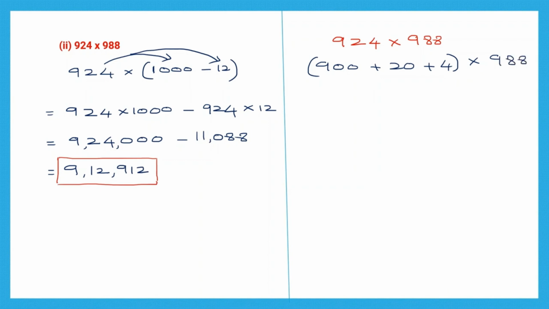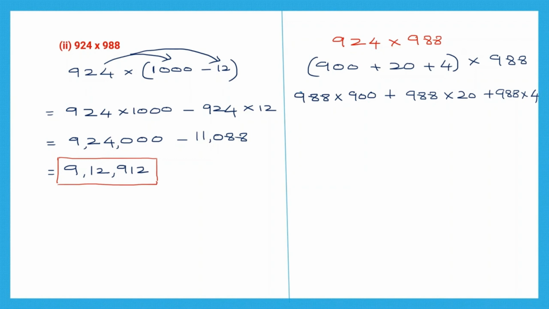You can even write 924 into and expand the other number. But now we have expanded this. So let's begin by multiplying 988 into 900. That's the first thing. Then we write plus and then we do 988 into the next number, which is 20, plus then we write 988 into the next number, which is 4. So we've covered all three numbers here.